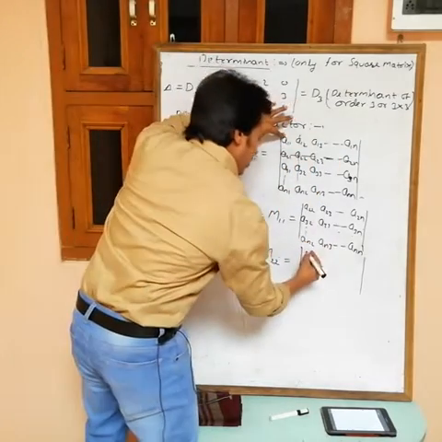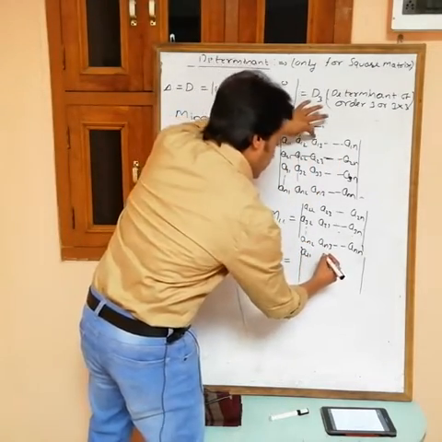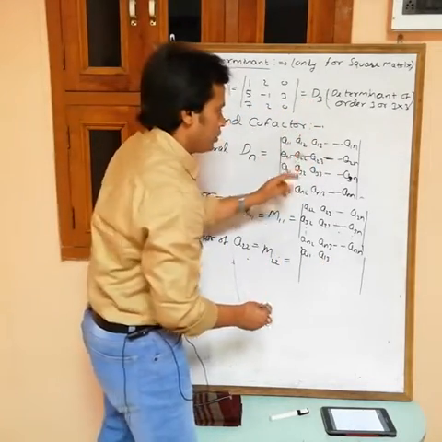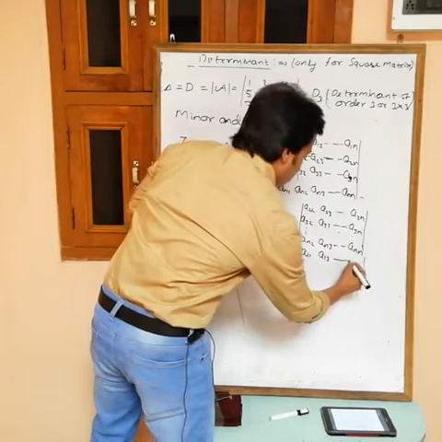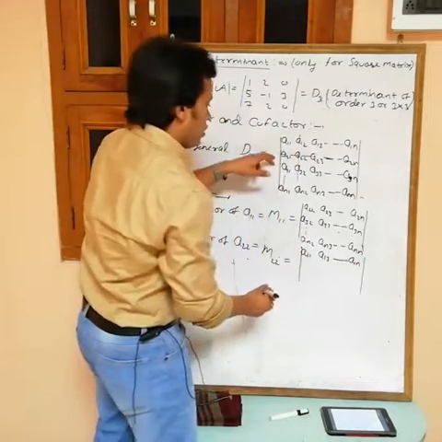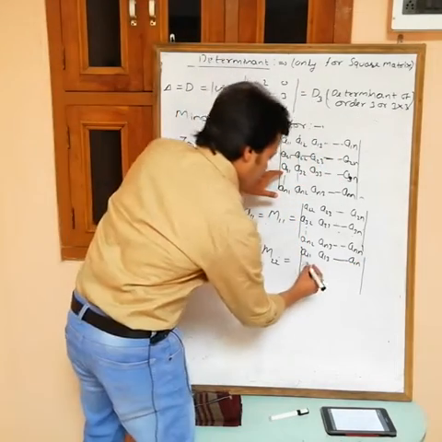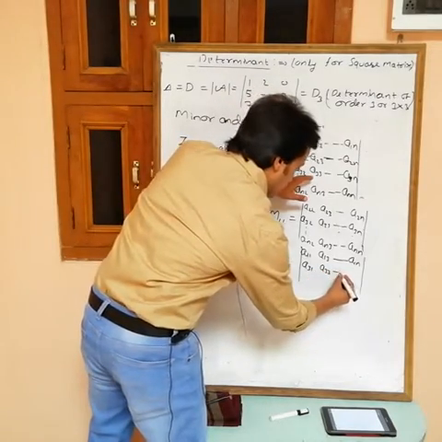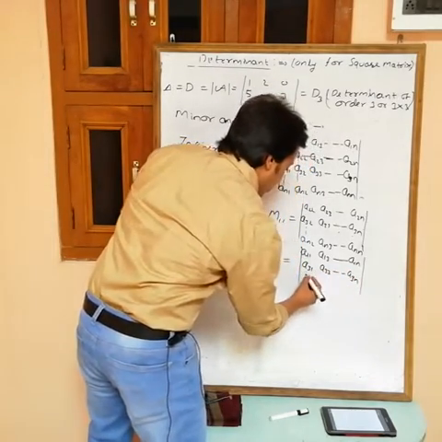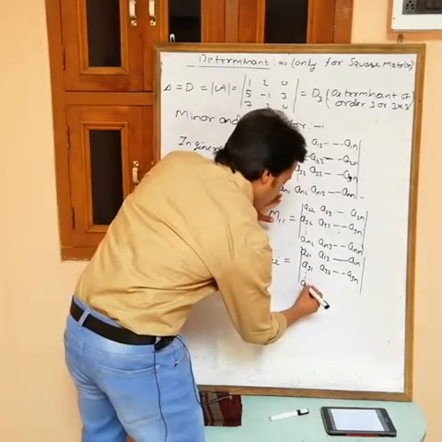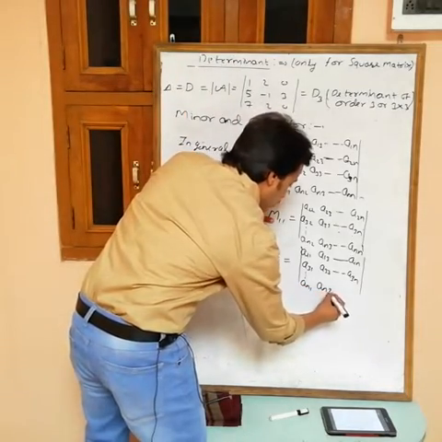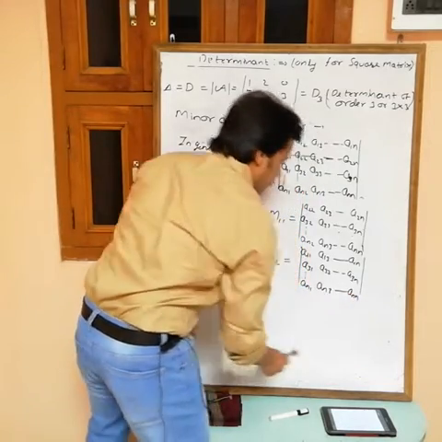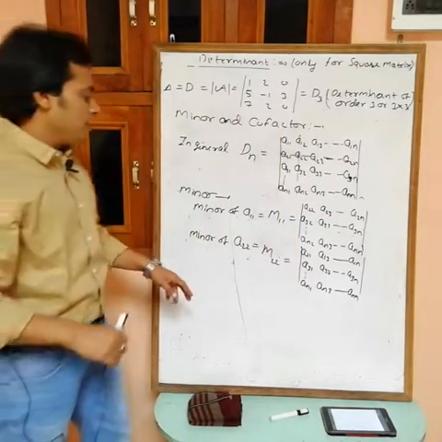So A11, after that A13, we can't take any element of the second row and second column. A13, after that A1n. Now you can't take the second row: A31, A33, A3n, and at the end An1, An3, because you can't take the second column, and Ann. Okay, so this is the minor of A22.